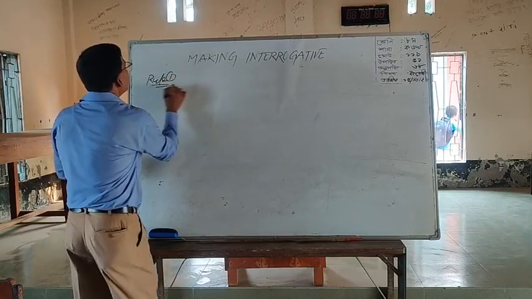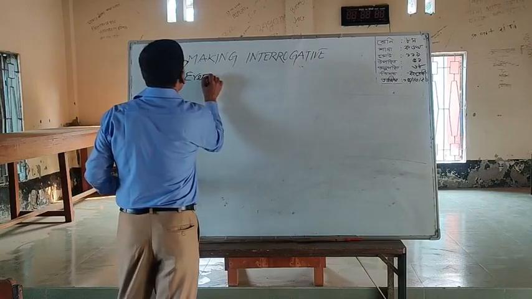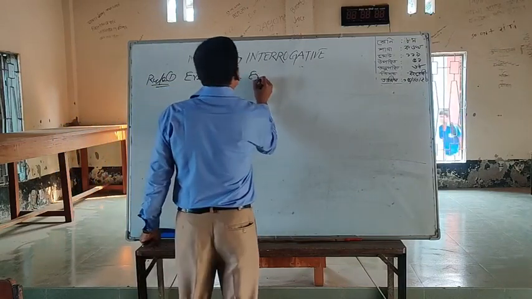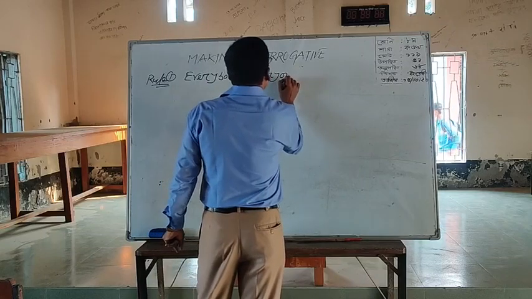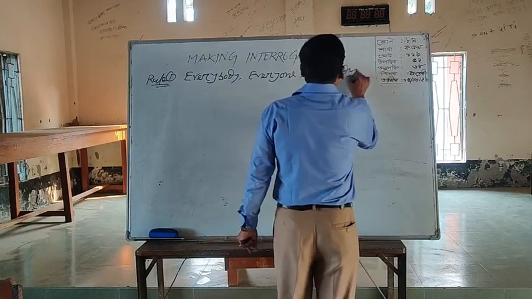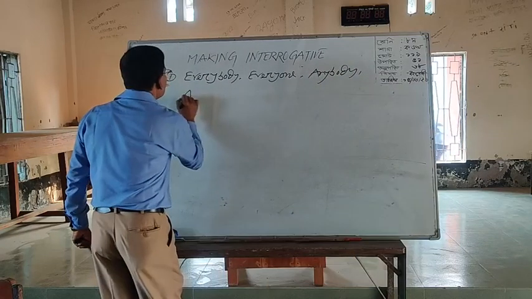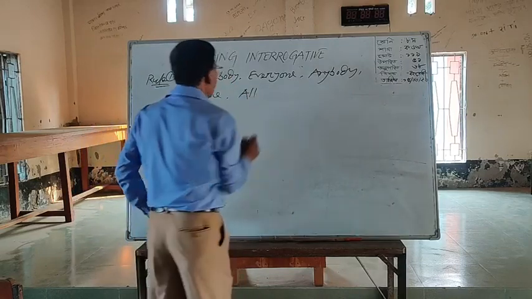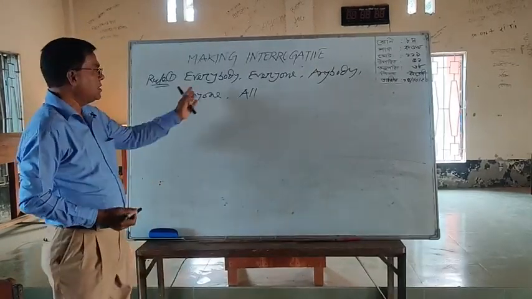Rule one. Everybody, everyone, anybody, anyone, and all. Look here, dear students, here I have written some words.